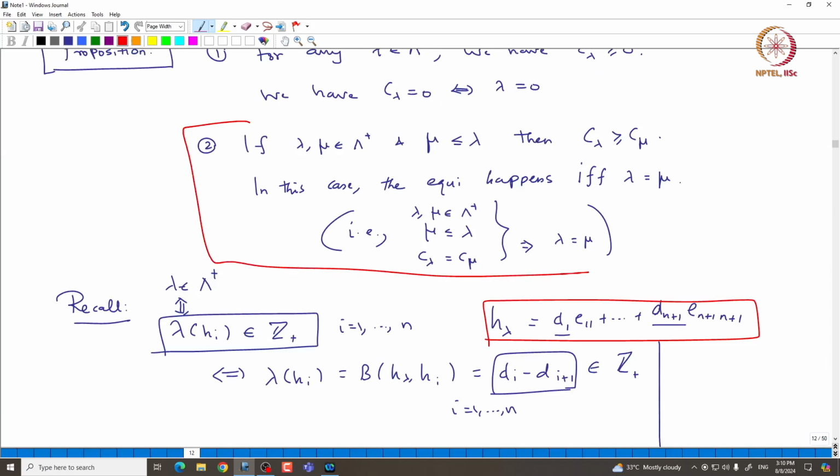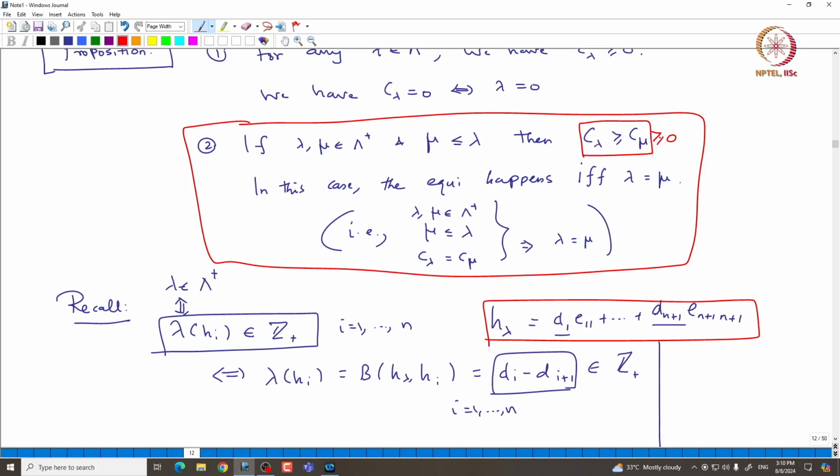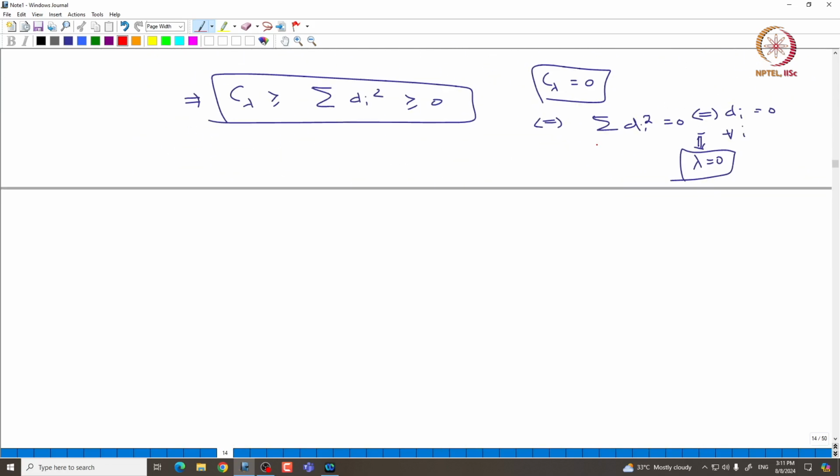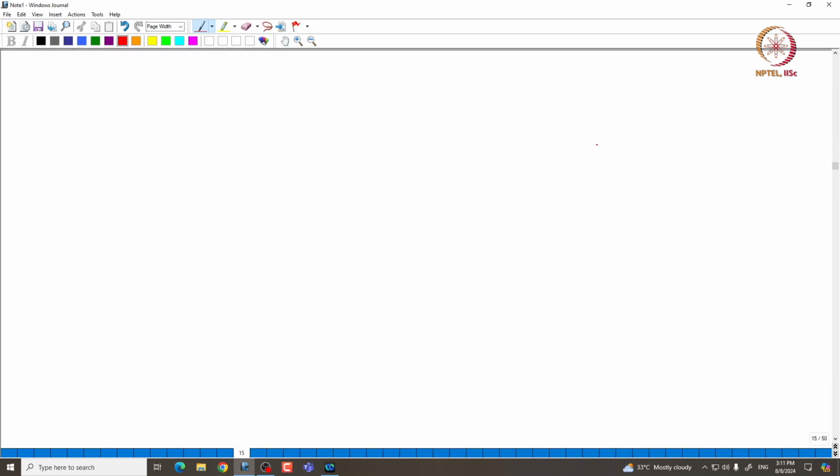The second statement says whenever lambda and mu are both dominant, so you know that both C lambda and C mu are non-negative integers, but you can conclude that C lambda must be bigger than C mu, and the equality happens only if lambda equals mu. So, that again comes from the explicit formula. So, maybe I will just indicate what one needs to prove and then I will leave it as an exercise. So, here is the exercise.